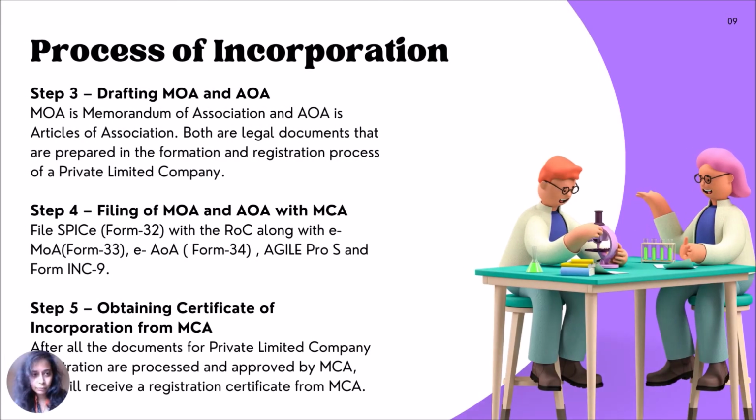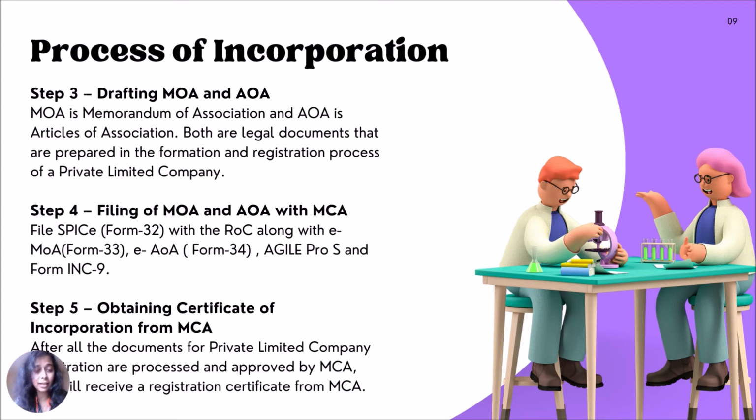Step 3. Drafting of the Memorandum of Association, that's MOA, and Articles of Association, that's AOA, of the company. MOA and AOA are the legal documents of the company which are prepared in the formation and registration process of a private limited company. Step 4, we're going to file your MOA and AOA with the Ministry of Corporate Affairs. We're going to file the SPICe form, INC 32, with the ROC along with e-MOA Form INC 33, e-AOA Form INC 34, AGILE PRO-S and Form INC 9.